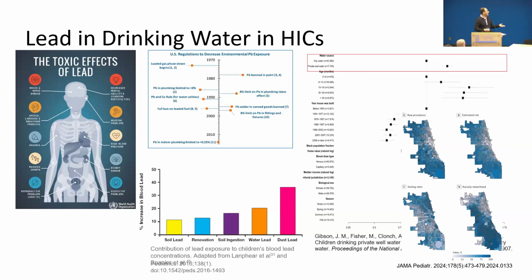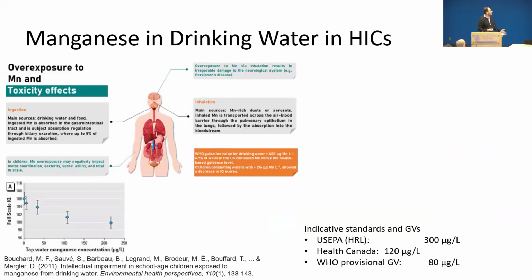So, that's sort of one aspect of lead in drinking water that hopefully is thought-provoking, even though this is not a new topic. With respect to manganese, we've known for a long time that at very high levels, manganese can be toxic. And high levels of manganese exposure, again, can contribute to impaired motor coordination, dexterity, verbal ability, total IQ scale, general neuro and cognitive development in children. But we're increasingly learning that lower levels of manganese in drinking water than we were previously worried about are still associated with some of these outcomes.